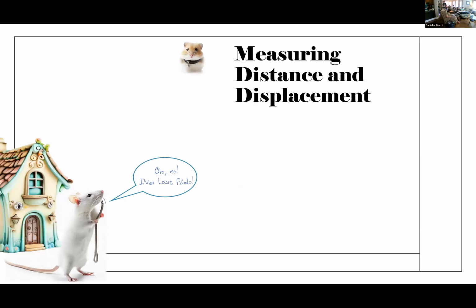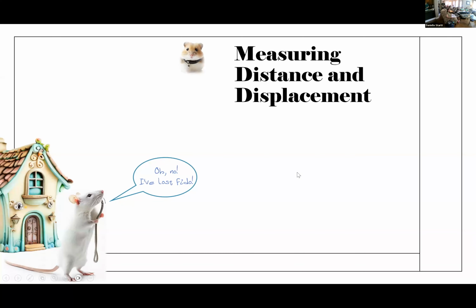So, measuring displacement. Oh no, Henrietta has lost Fido. This is Fido, y'all. Fido is on the previous slide. This is Fido, and this is Henrietta's pet. See, she's got the leash, but she's lost him.